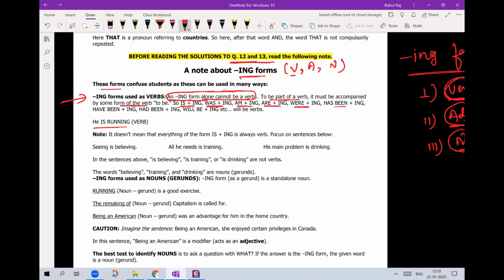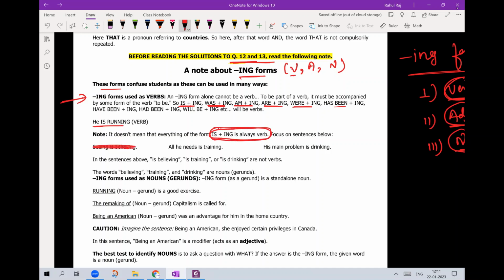Now imagine when I say, he is running. See here, Haran. He is running. So is running is what? Is running is a verb. Running alone is not a verb. Please be very sure, that's what I'm telling you. What do I mean? The ing form alone is not a verb. But when I say here, he is running, it means is running is a verb. If the ing form has to be a verb, it should be accompanied by some sort of helping verb. But now, guys, it does not mean that everything of is plus ing is always a verb. Be very sure about it.